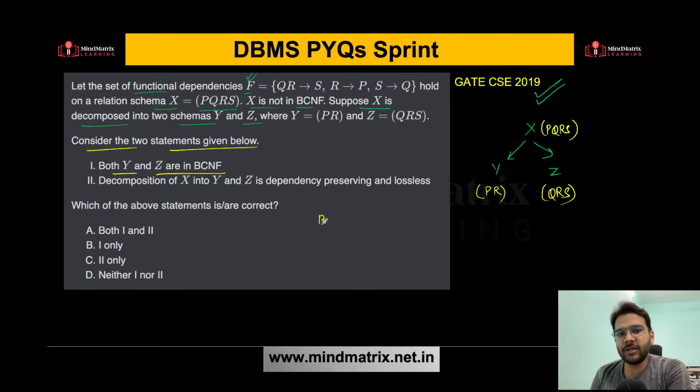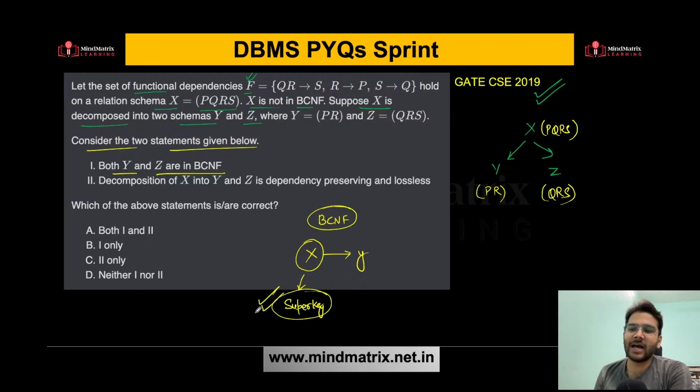How to check whether a decomposition is BCNF or not? It is very simple. If X determines Y, then this X has to be a super key. In case of BCNF, the LHS has to be a super key. If it is valid for every functional dependency, then we can say it is a BCNF decomposition.